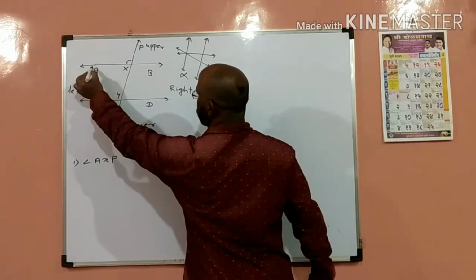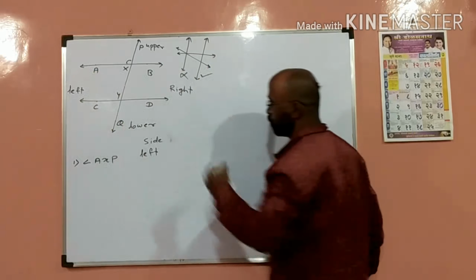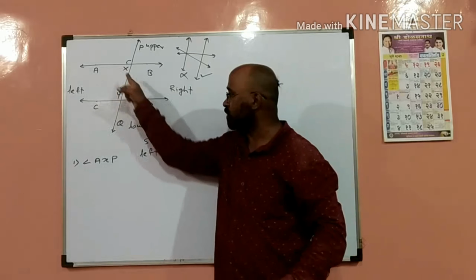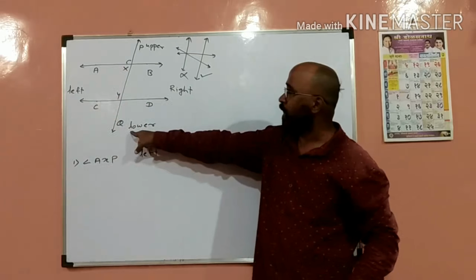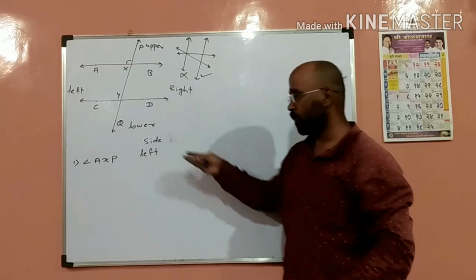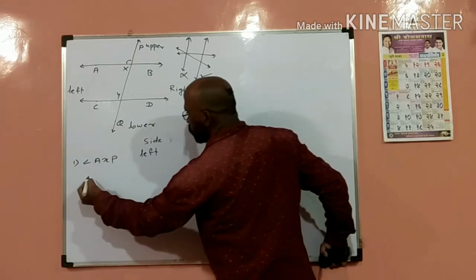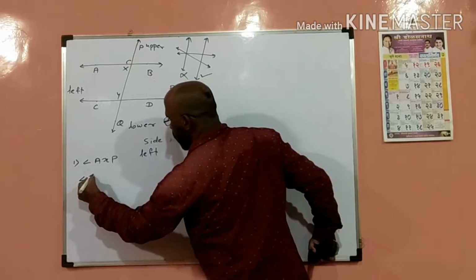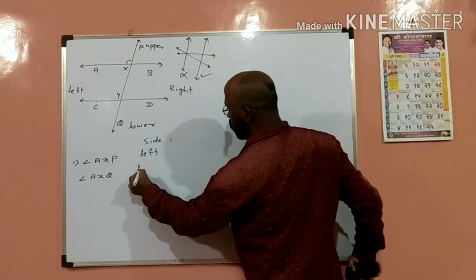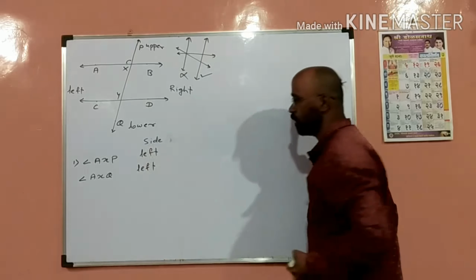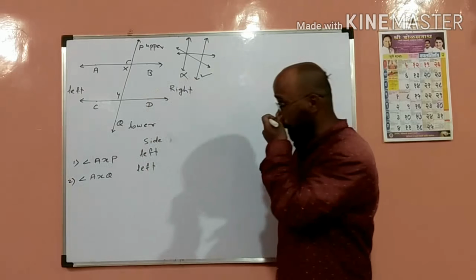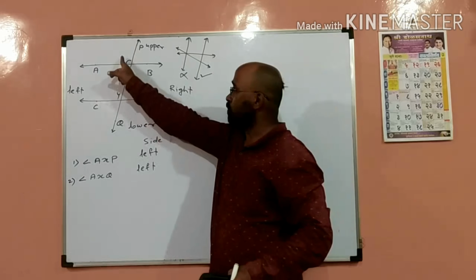Similarly, this angle we can name AXY or AXQ. Let's keep the end points of the transversal, it will be easier for us to refer to it in future. So angle AXQ is also on the left side of the transversal. Clear, students? So these two angles we have discussed.